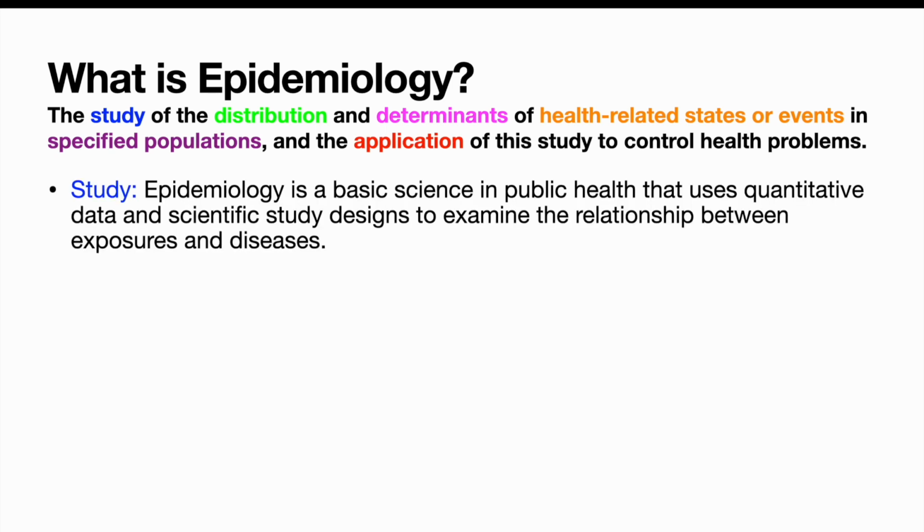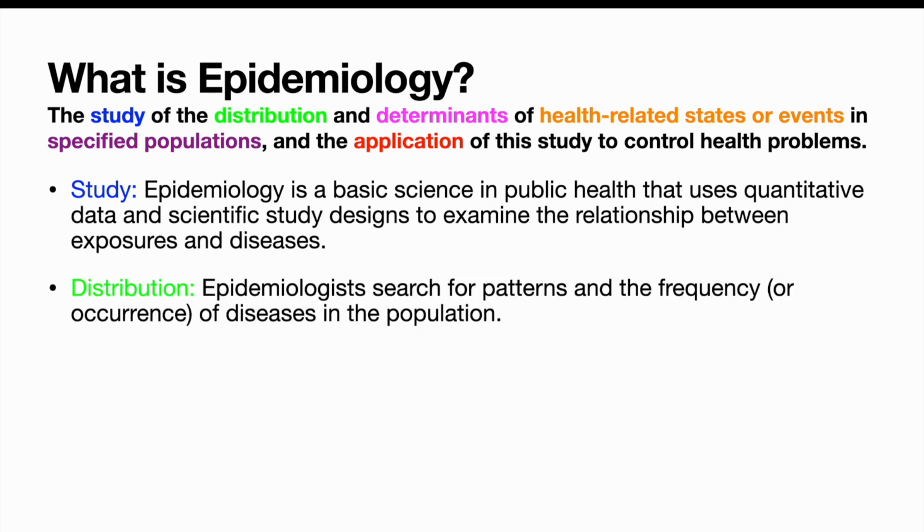So, study. Epidemiology is a basic science in public health. It uses quantitative data and scientific study designs to examine the relationship between exposures and diseases. Distribution. Well, epidemiologists search for patterns and the frequency or occurrence of diseases in the population. Where are they distributed? How many are distributed in certain places?